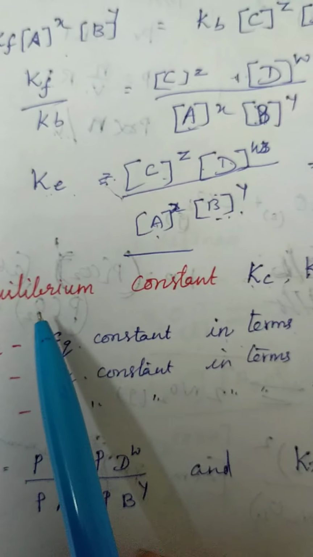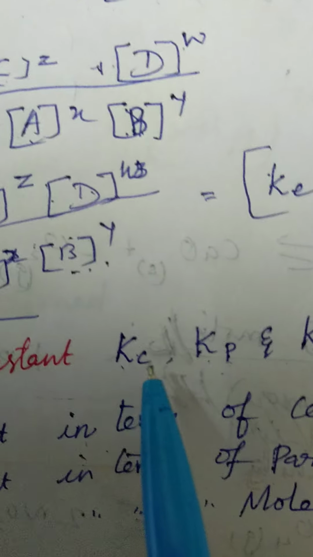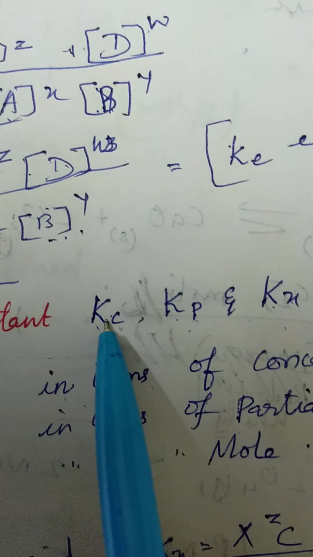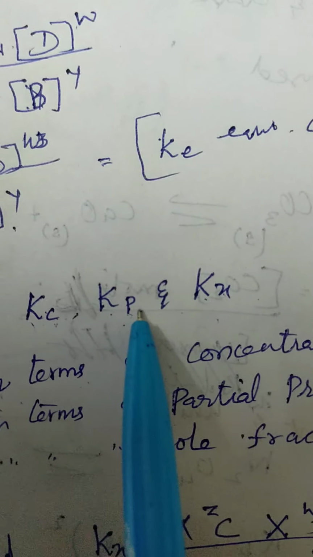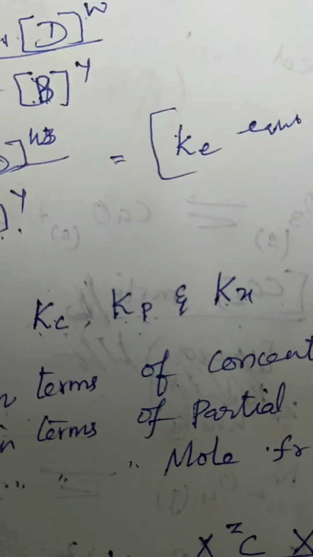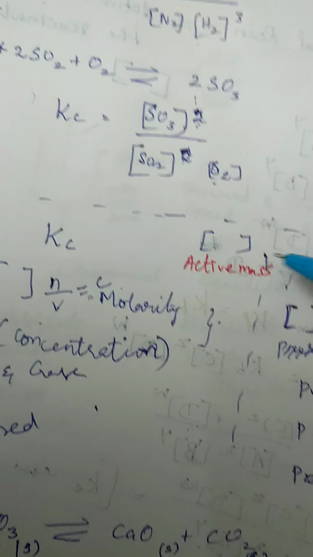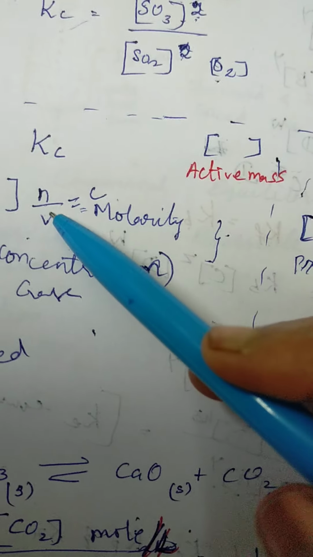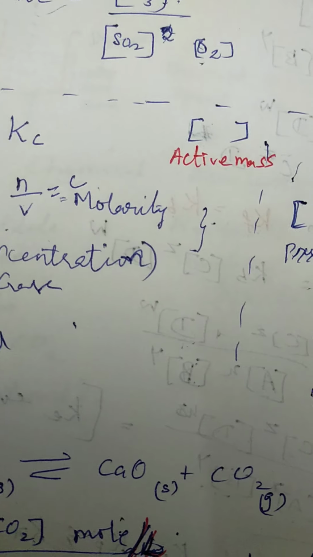Here are other terms of equilibrium constant: Kc, Kp and Kx. Kc is the equilibrium constant in terms of concentration. Kp is the equilibrium constant in terms of partial pressure. Here are a few examples. We have seen how to write Kp and Kc. So Kc is equal to n by V, which is equal to C. That is molarity.